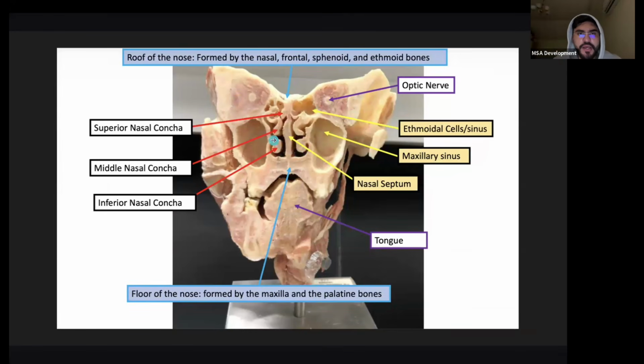So this is another slide. This is your superior concha, middle concha, and inferior concha, and this is the nasal septum right here. These are your ethmoidal sinuses. This is the maxillary sinus right here. It's very large, you can tell. And this is basically the roof of your nose, which is formed by the nasal, frontal, sphenoid, and ethmoid bones. And this is the floor, which is formed by the hard palate.